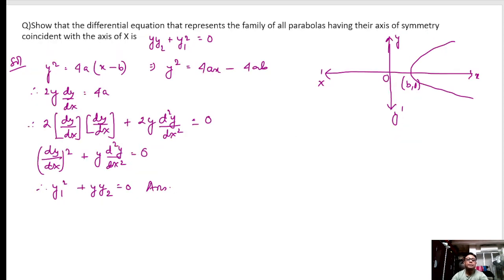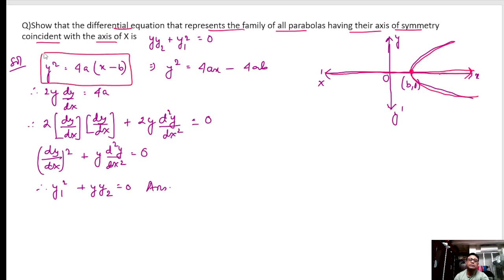Next is, show that the differential equation represents the family of parabolas having their axis of symmetry coincident with the x-axis. So see, this is a parabola. They are having the axis of symmetry along the x-axis. So this is the axis of symmetry which cuts the parabola. So the parabola should look like this, with vertex b comma 0. So our equation of the parabola would look like this.